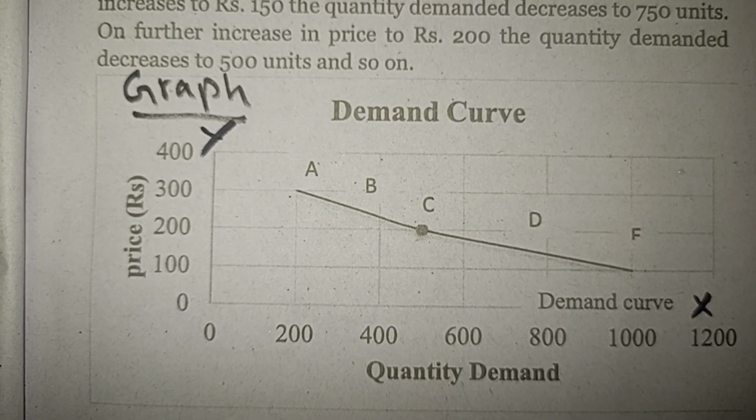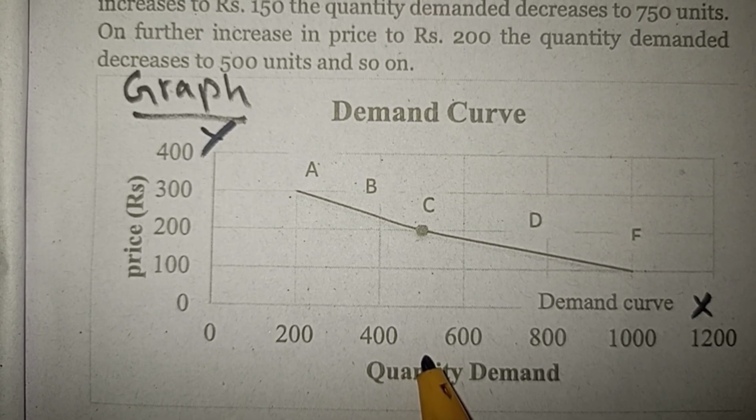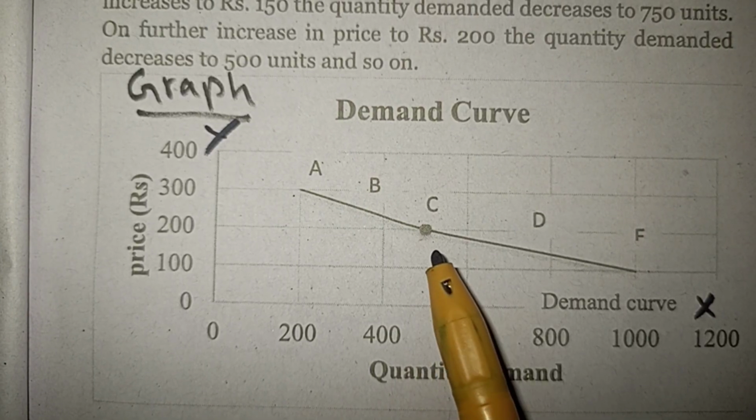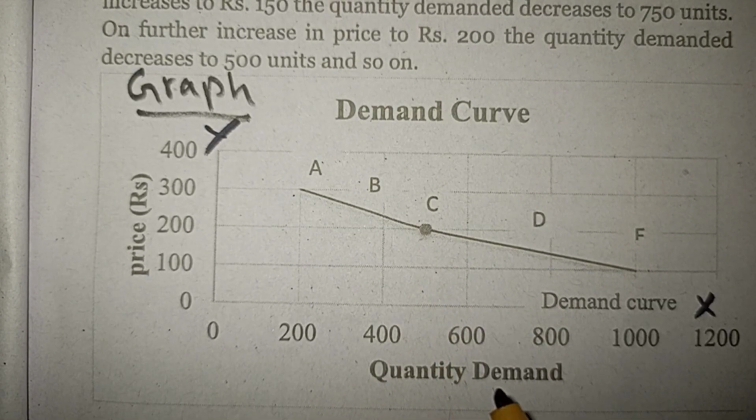Now the price decreases more from 250 to 200, and then demand increases from 400 to 500 kg. With this combination of price and demand, we make a point which is called C. And when the price goes down further from 200 to 150, then demand increases further from 500 to 600, and so on.